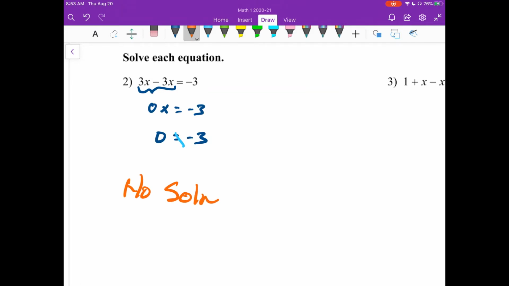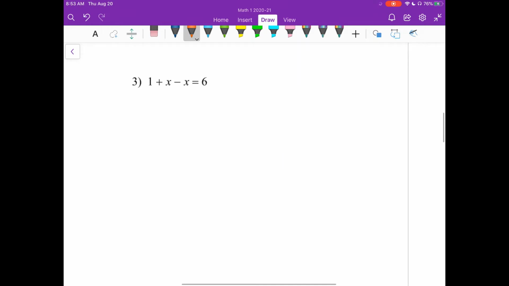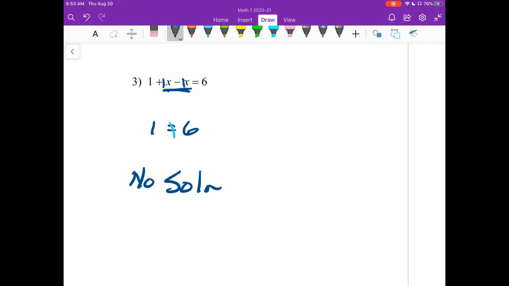Okay? Number 3. Again, we have two x's on the left here. Since both of them have a coefficient of 1, they can cancel. So we're going to have 1 equals 6. Well, and you say, well, Mr. Carrington, you're an idiot. 1 does not equal 6. That means that we've got a no solution answer. Anytime you're working a problem and you find that you have something equals something and it's not true, you're going to have a no solution.